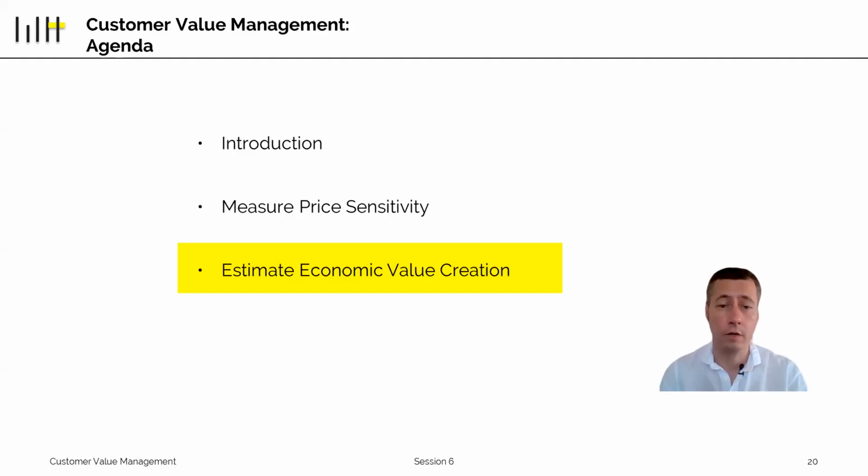When we calculate price sensitivity, what we ideally want to find out is the customer's willingness to pay. That is, how much is the customer willing to pay for a product, and above which price is the customer no longer interested in buying it? This question is related to the question of how much value the product creates for the customer.